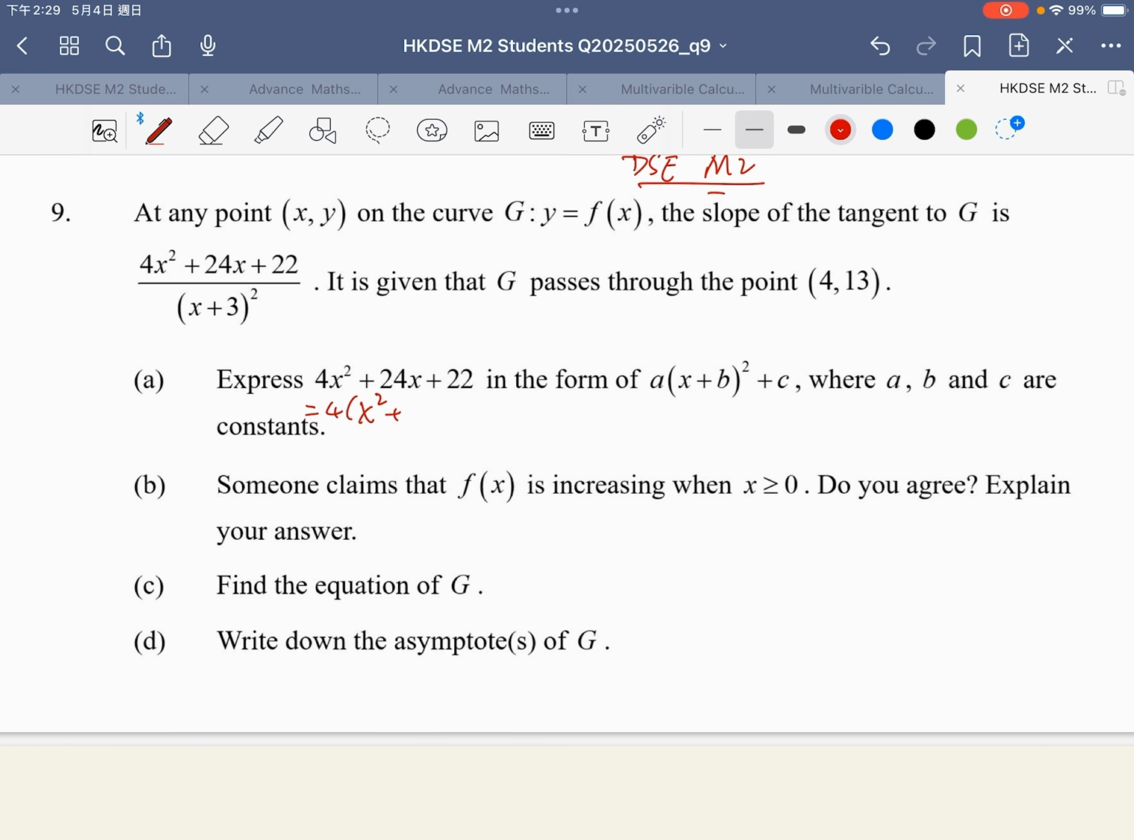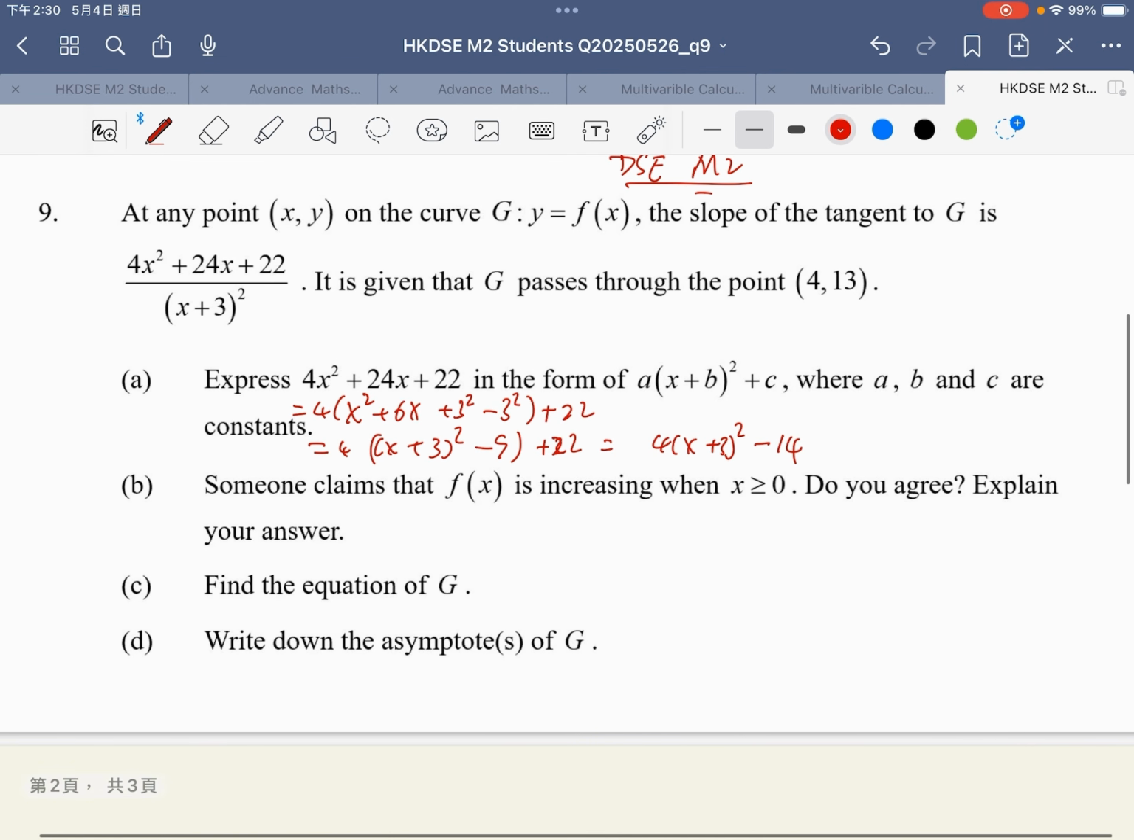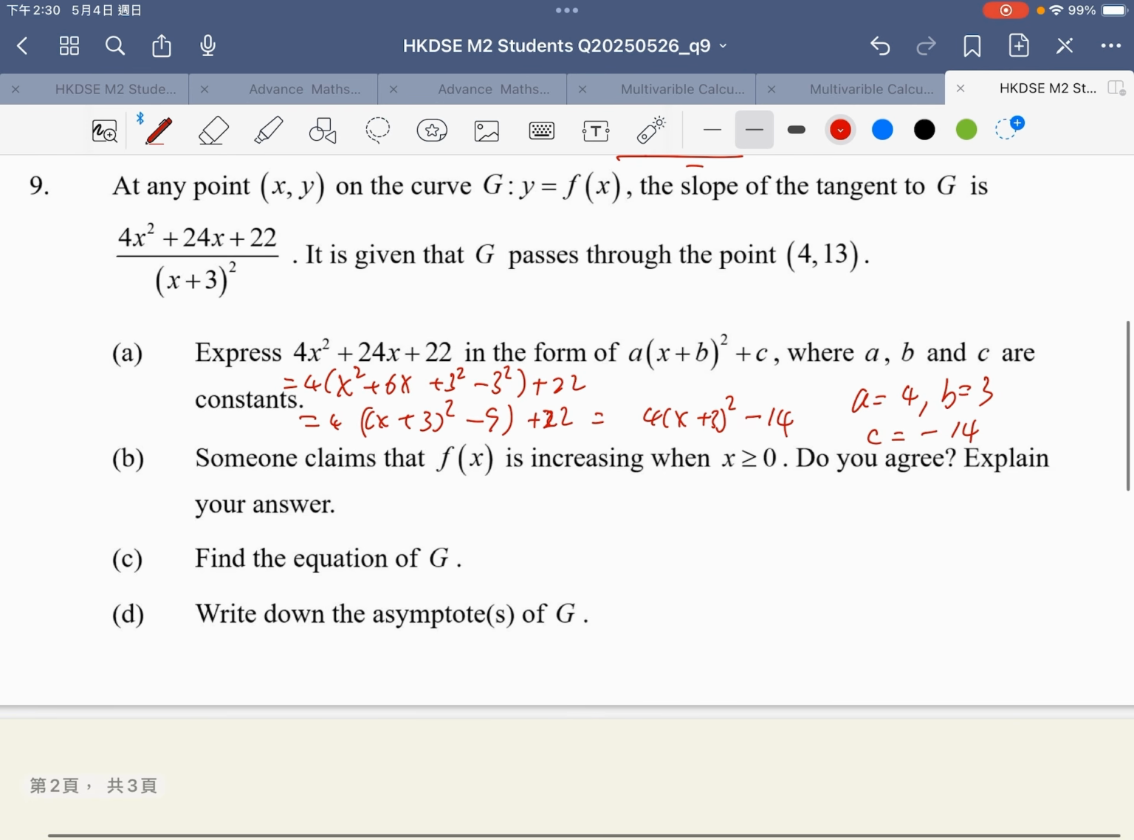I write here, factorize 4, and this is x squared plus 6x, plus 3 square minus 3 square, and then 4 times (x plus 3) all square minus 9. And finally, that is 4 bracket x plus 3 all square. Let me see the solution. 4 times 9 minus 20, negative 14. Okay, in this case, a equal to 4, b equal to 3, c equal to negative 14.